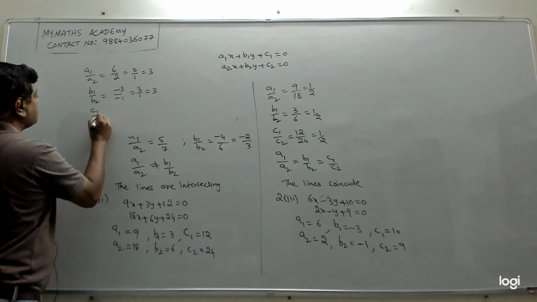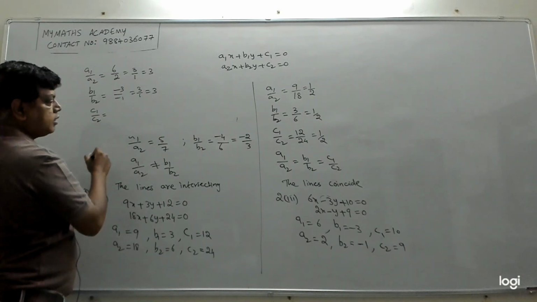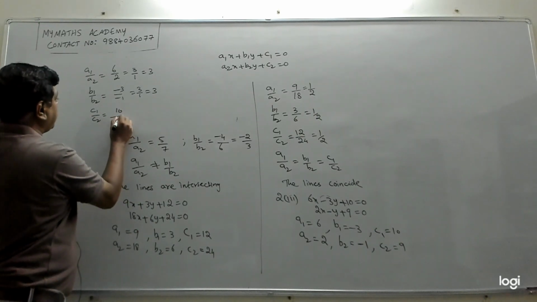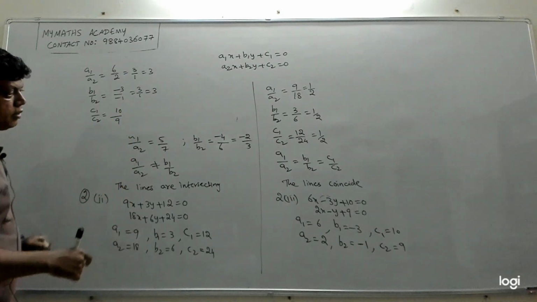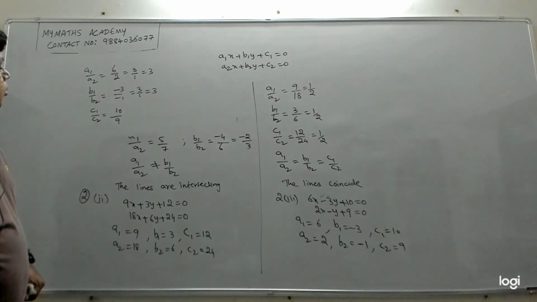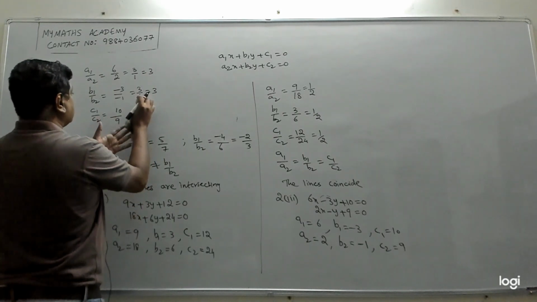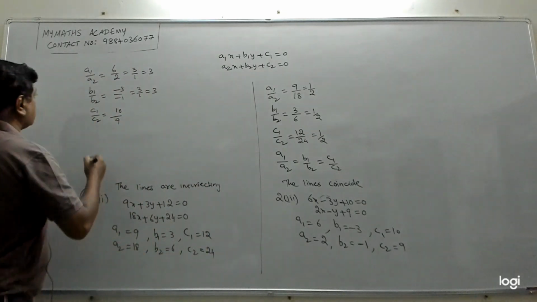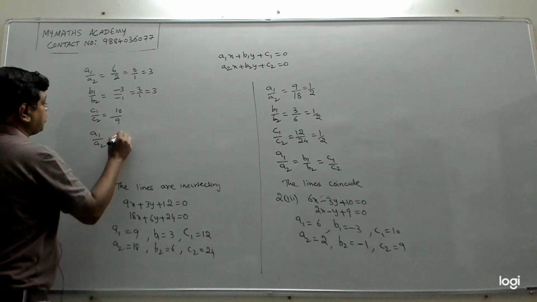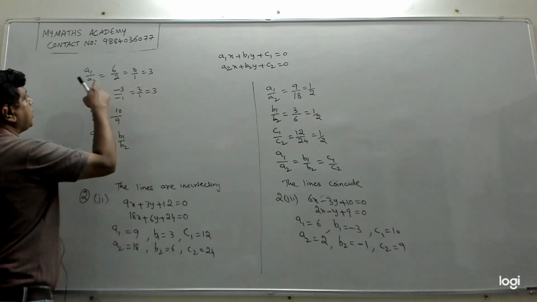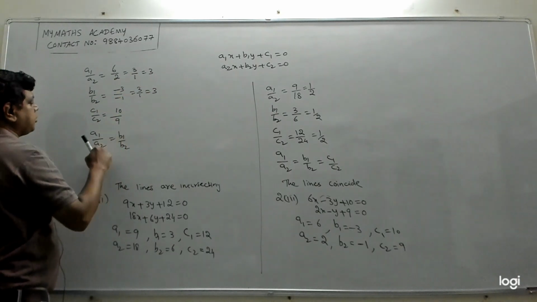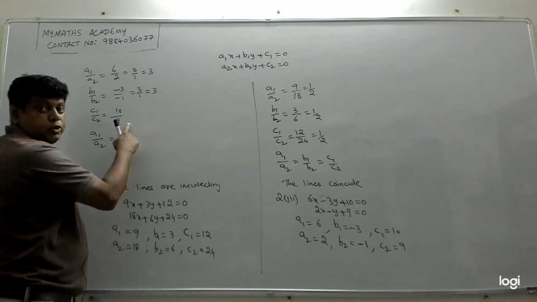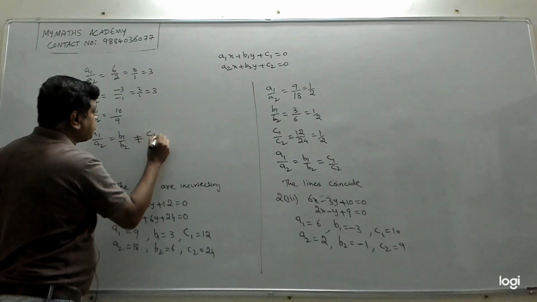What is C1 by C2? C1 is 10. C2 is minus 9, or C2 is plus 9. 10 and 9. That's what is given in the book. Correct. Now this is 10 by 9. So what have we observed now? We have A1 by A2 equal to B1 by B2, because both are equal: 3, 3. But that is not equal to C1 by C2, because C1 by C2 is 10 by 9. So it is not equal to C1 by C2.